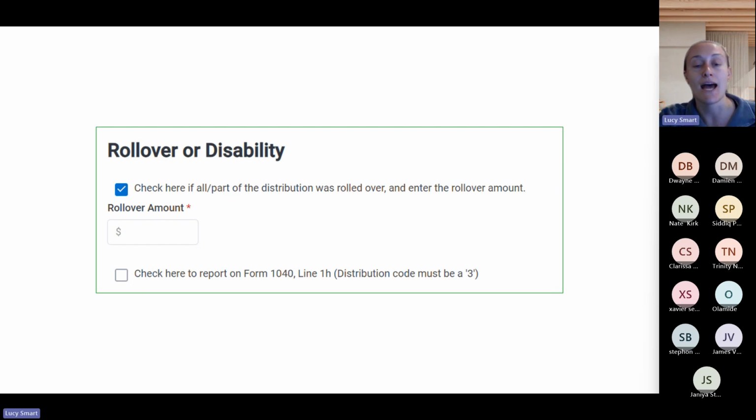If the box is not checked in TaxSlayer, so if you don't go in and click this and the entire amount is not indicated as rolled over right here, then TaxSlayer is not going to know what to do. It's going to apply a tax, and that person's going to be paying more tax than they actually need to. So remember, for code G, you have to take a few extra steps because it's a rollover.